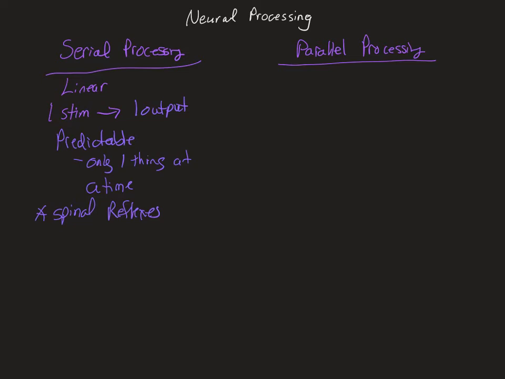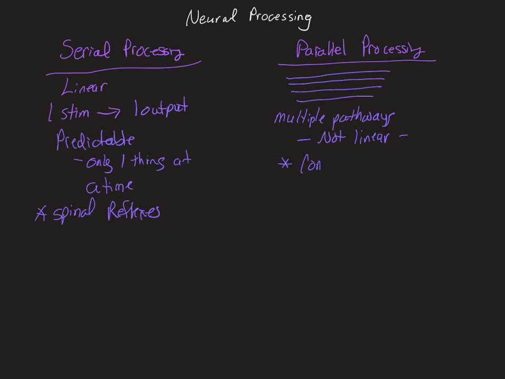Parallel processing. When you think of parallel lines, you've got lines all going next to each other. So basically, I've got multiple pathways, and these are not necessarily fully linear. They could be using after discharge circuits or reverberating circuits in order to reinforce and complicate the thinking processes. So this is where you do complicated thought, higher mental processing.